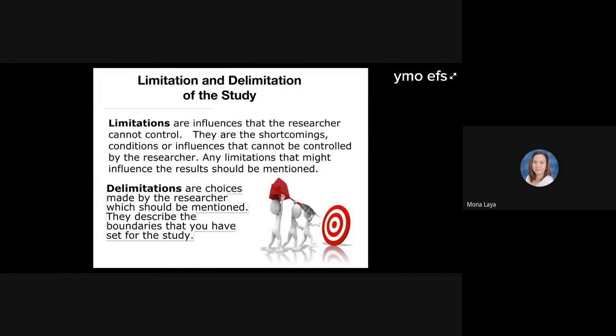The delimitation is somehow you are now referring to you as a researcher, what do you want to really focus in your study? Okay, ano yung mga boundaries that you have set for the study? That's something that you can control, the delimitation. You intentionally control it because that's how you wanted to do it in your study. That's the delimitation. The limitation is something that you don't have control with. Okay? So yun siya.